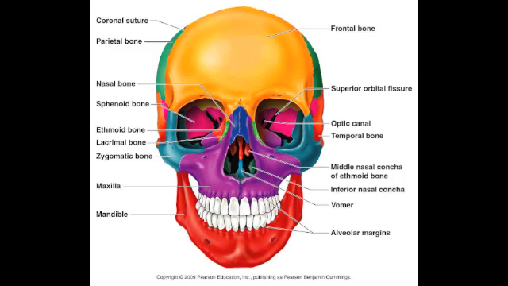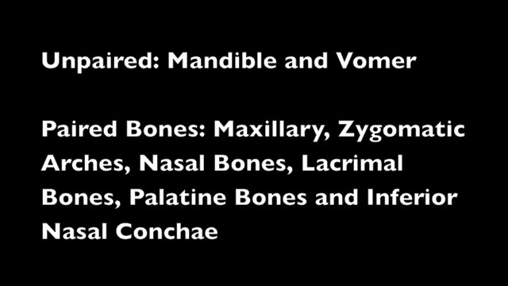Moving on to the facial bones. They're the framework of the face, with cavities for the sense organs of sight, smell, and taste, and openings for air passage and food. The facial bones have 2 unpaired bones, which are the mandible and the vomer, and 6 paired bones.